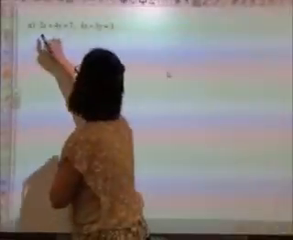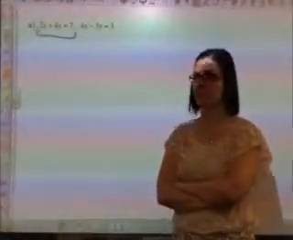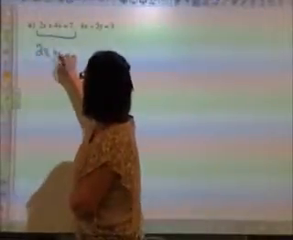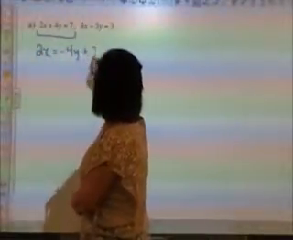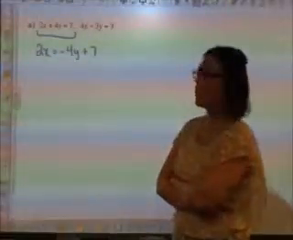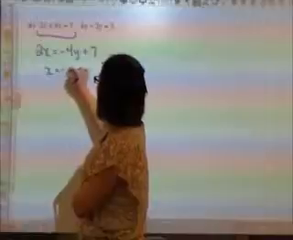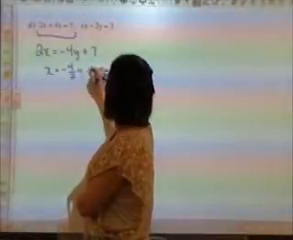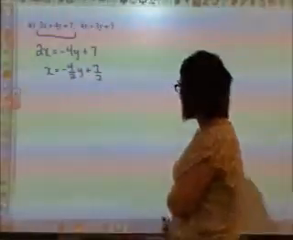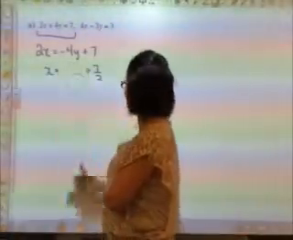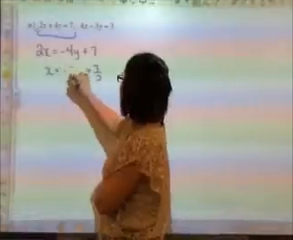So which equation do we want to start with, the first or the second? Okay, so what variable do you want to isolate, the x or the y? Okay, so 2x will equal negative 4y plus 7. And then what do you want to do? Divide by 2. So x equals negative 4 halves y plus 7 halves. Instead of negative 4 halves, what can I write? Negative 2. So negative 2y plus 7 halves.